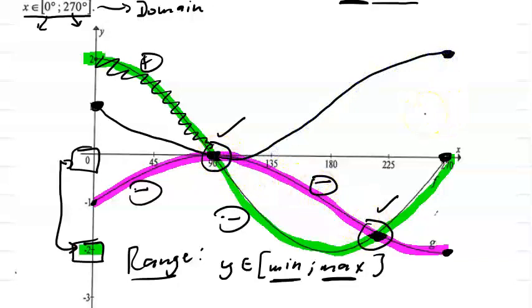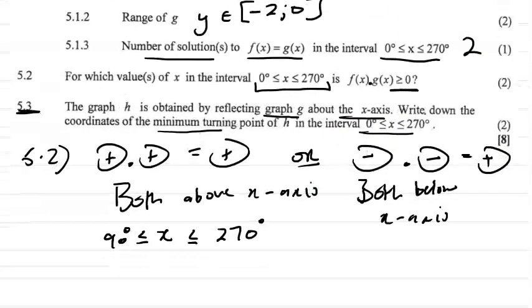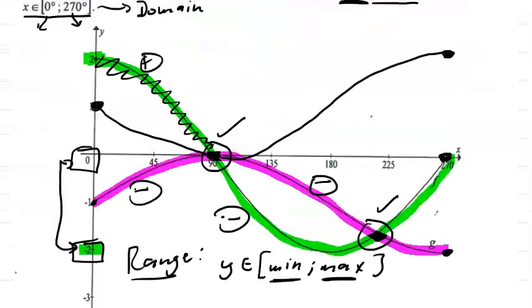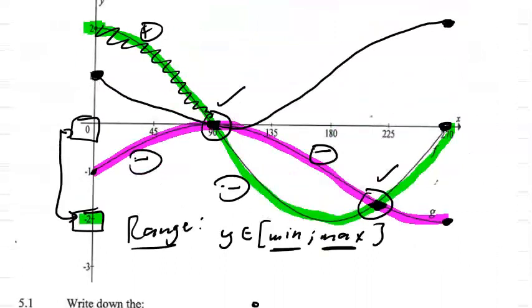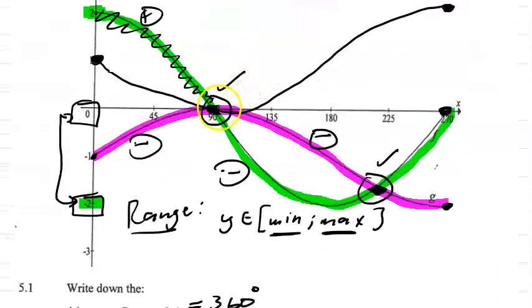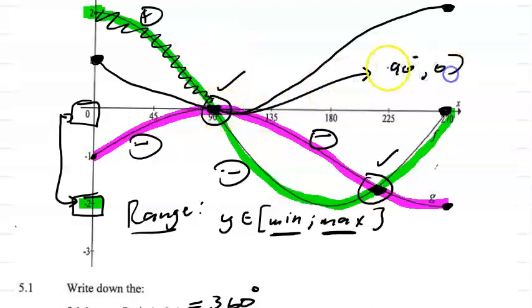So let's go answer the question. What do we have here? They're saying the graph H is obtained by reflecting the graph G about the x-axis. Write down the coordinates of the minimum turning point of H in that interval. The minimum turning point of H in that interval will be this one over here, 90 degrees and 0. So that will be the minimum turning point. It will be 90 degrees and 0.